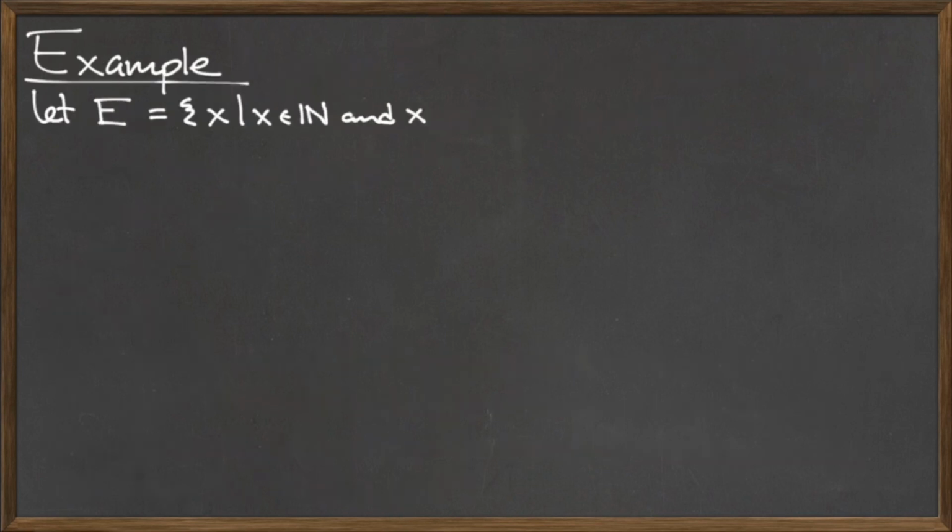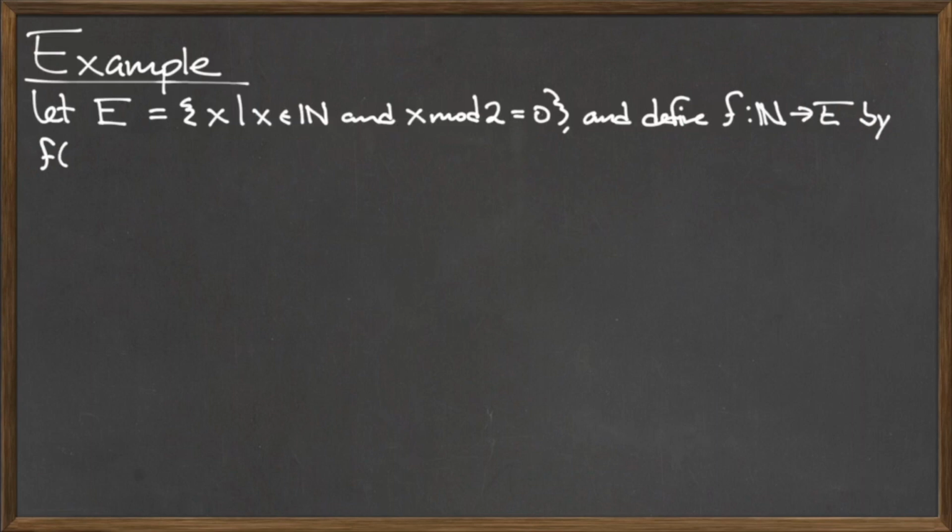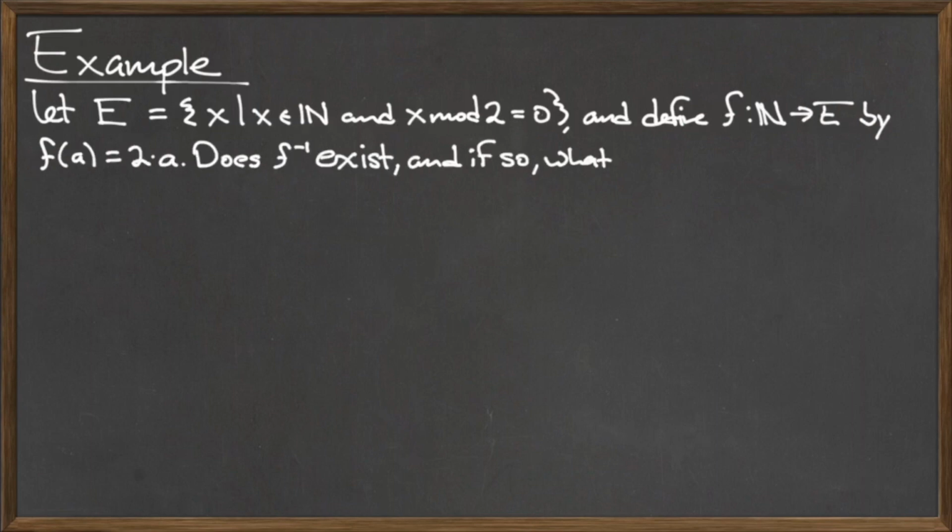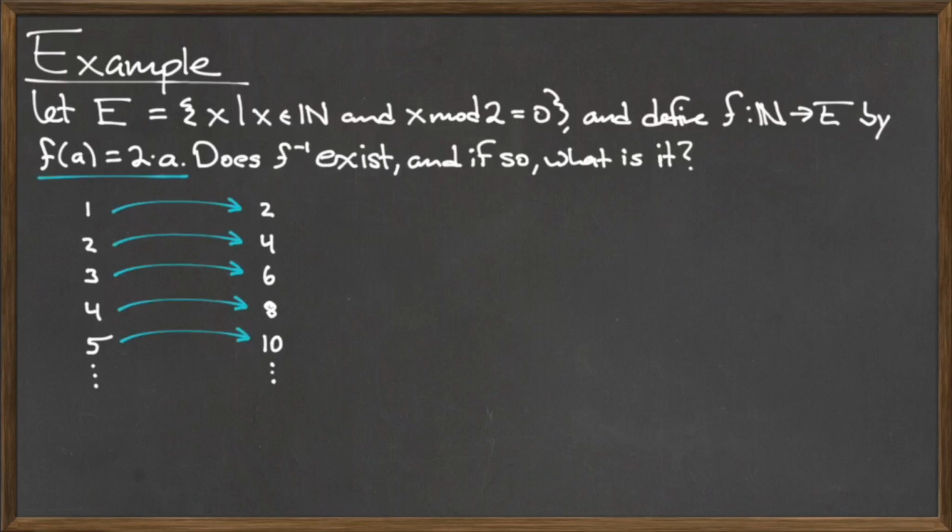Let's do another example. Let capital E be the set of all elements x such that x is a natural number and x mod 2 equals 0. In other words, capital E contains all of the even natural numbers. Let f be a function from the natural numbers to the set E defined by f(a) = 2 times a. Does f inverse exist, and if so, what is it?